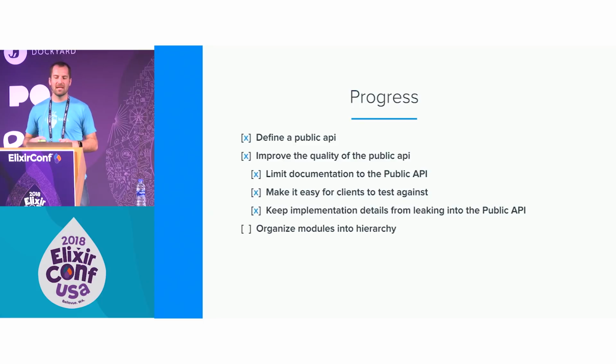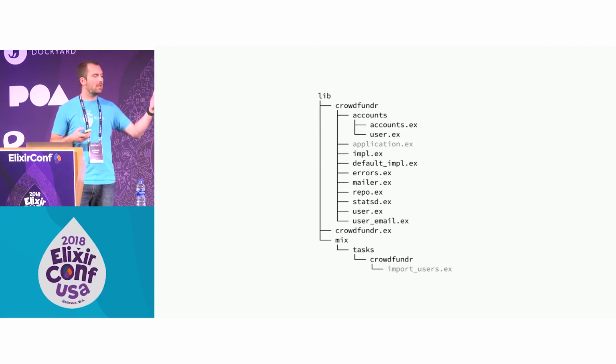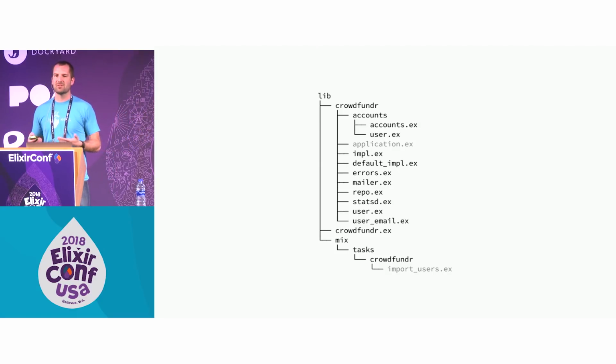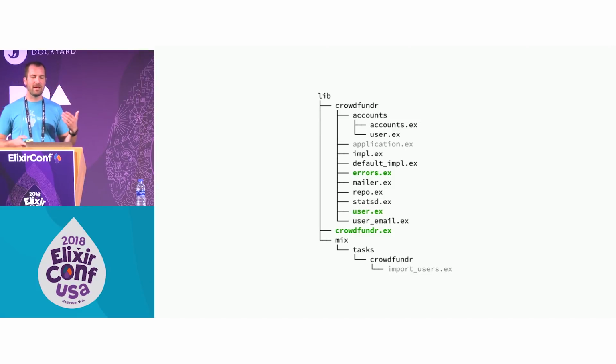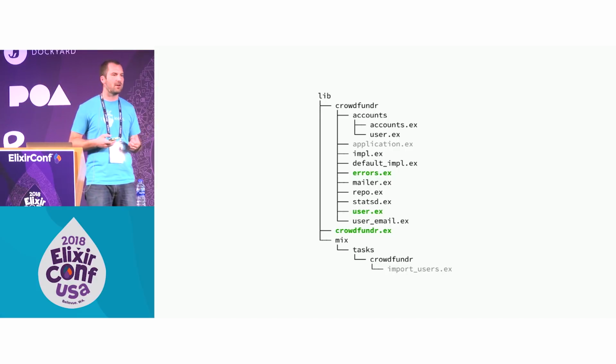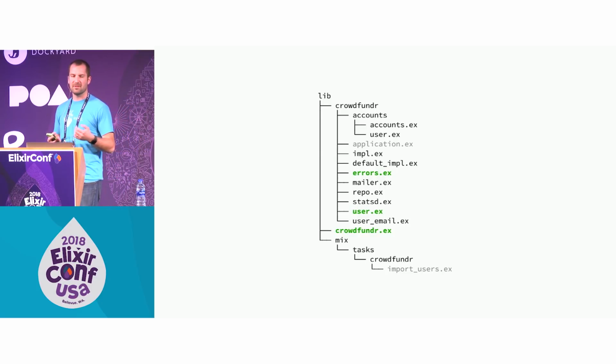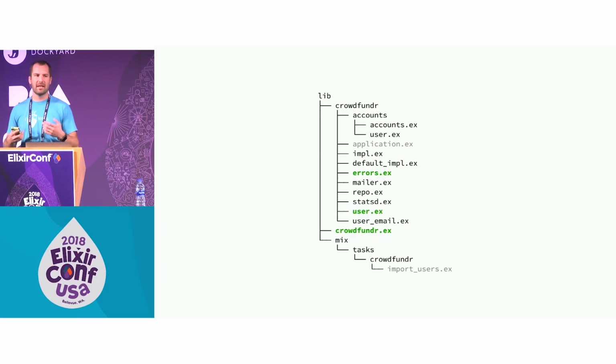Okay, now the next thing we want to do is organize our modules. Because I think you should be able to look at the application or at the file structure, and that should give you some insights into how the application is structured. And really here, in green, these are our public-facing modules. We have a Crowdfundr module that's a public API. We've got our user module that people can reference, and our errors module that has our email already registered error in there.